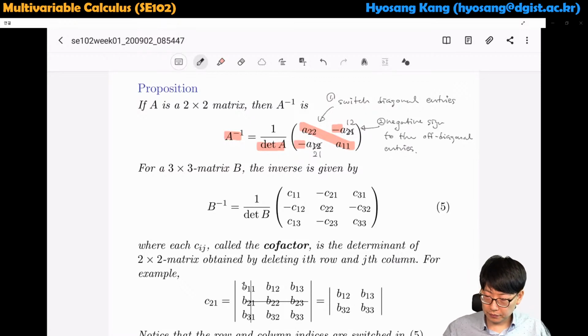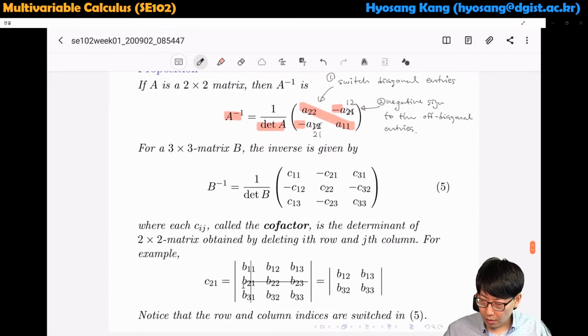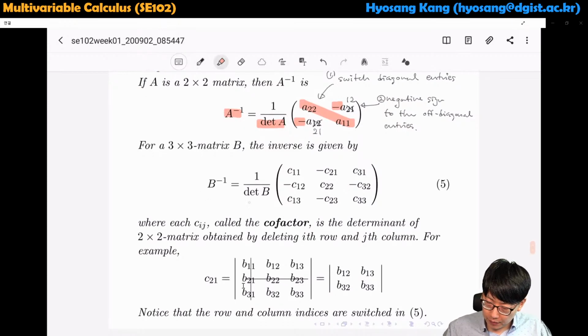Okay, so that's the inverse matrix of a 2x2 matrix. And how do you get the inverse matrix of a 3x3 matrix? It's a little bit complicated. So you do this. First of all, you take 1 over the determinant of B, and the rest of the entries are given as follows.